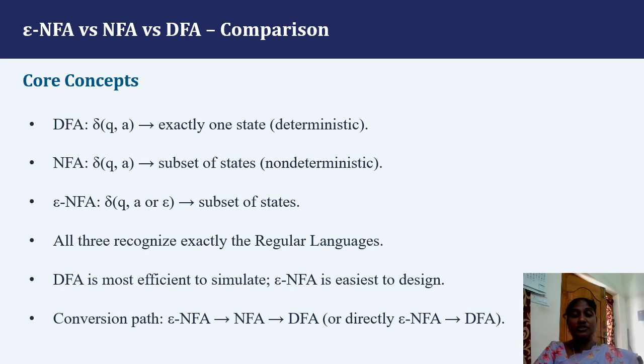DFA is the most efficient to simulate, but Epsilon-NFA is easier to design. The conversion path is from Epsilon-NFA to NFA, then from NFA to DFA, or we can directly convert Epsilon-NFA to DFA.